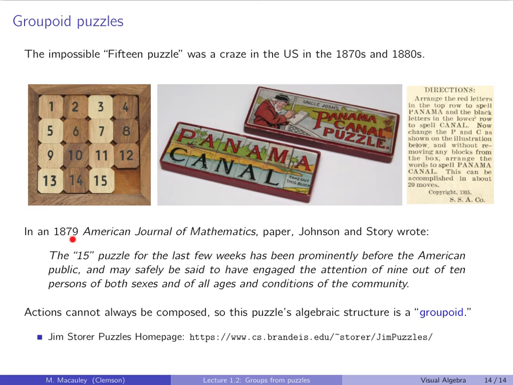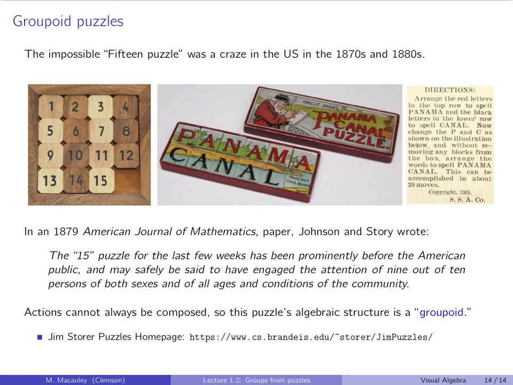But in an 1879 American Journal of Mathematics paper, like what happened 100 years later for the Rubik's Cube, this attracted mathematicians right away. So Johnston Story wrote the following: the 15 puzzle for the last few weeks has been prominently before the American public and may safely be said to have engaged the attention of 9 out of 10 persons of both sexes and of all ages and conditions of the community. I find it remarkable that something was that popular that 9 out of 10 people have been engaged with it. I don't think even Wordle was that popular at its height, and this is before the internet.